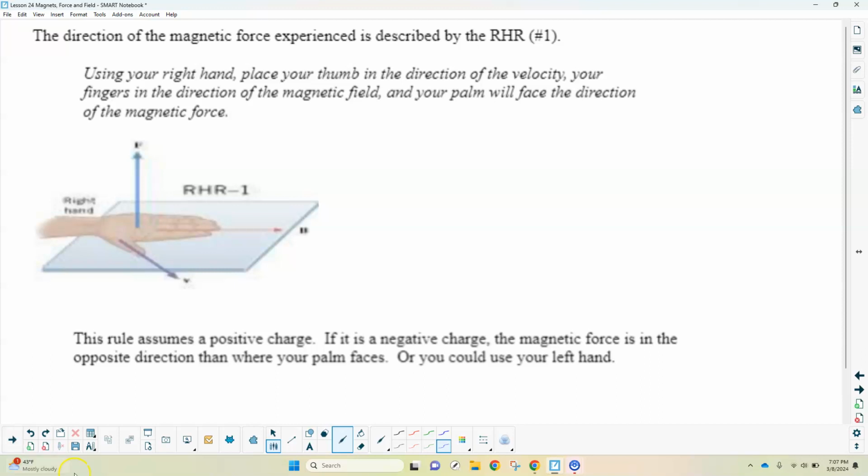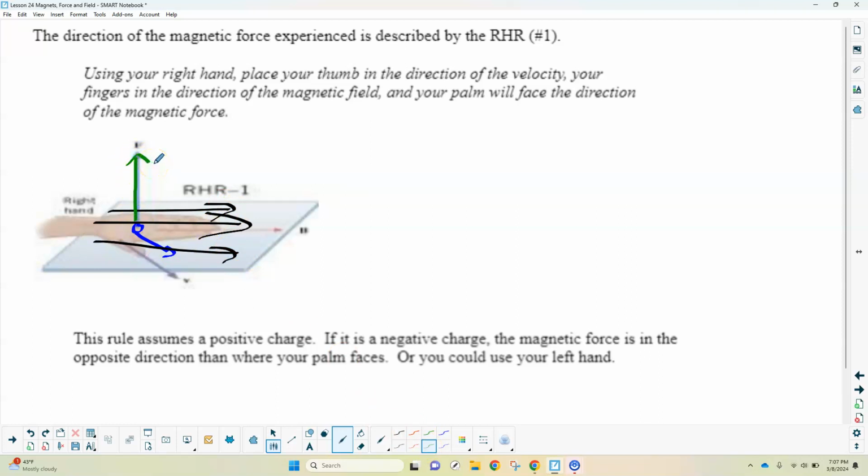So in this example, if the velocity is going in that direction and the fingers are going in that direction, then the palm is facing up and open, and that's the way the magnetic force would act on the charge. If the charge was moving in that direction and the field was going this way, and again, it's three-dimensional, so this is where it gets a little tricky, the magnetic force would be pointing upward.